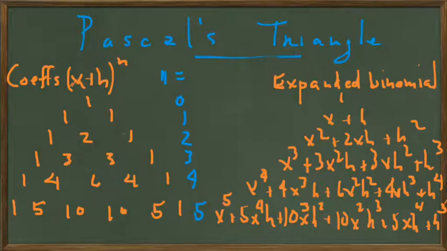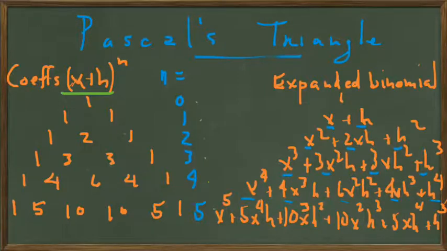So what we've done here is we have expanded x plus h to the powers 0, 1, 2, 3, 4, and 5. And we want to show that it has the coefficients given by Pascal's triangle. So the first expression has coefficients of 1 and 1. The next expression has coefficients 1, 2, and 1. The next one, coefficients 1, 3, 3 and 1, 1, 4, 6, 4, 1.